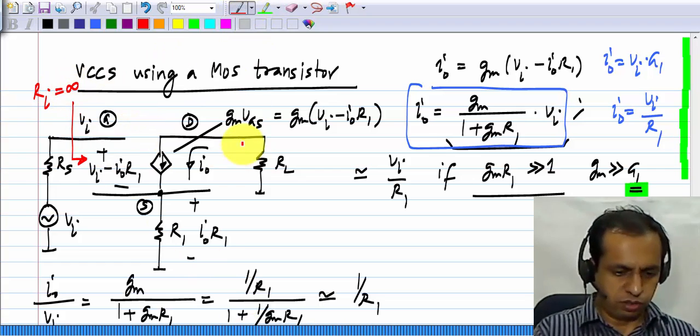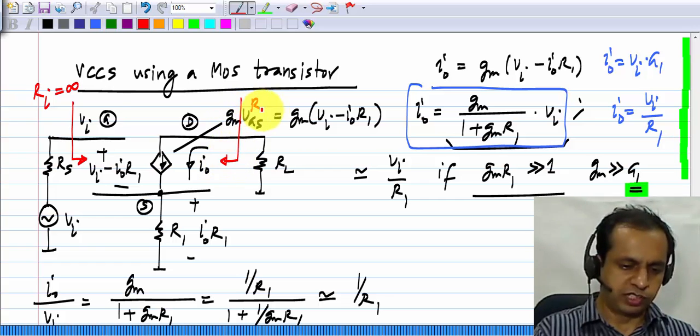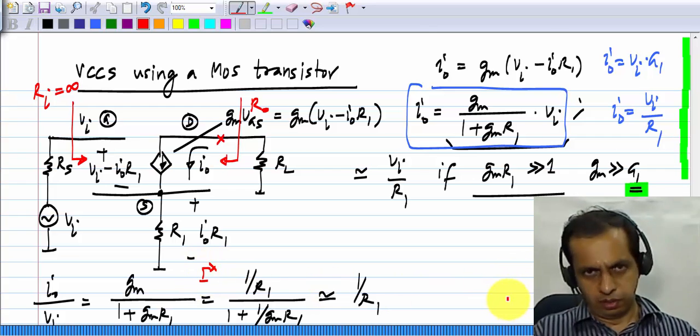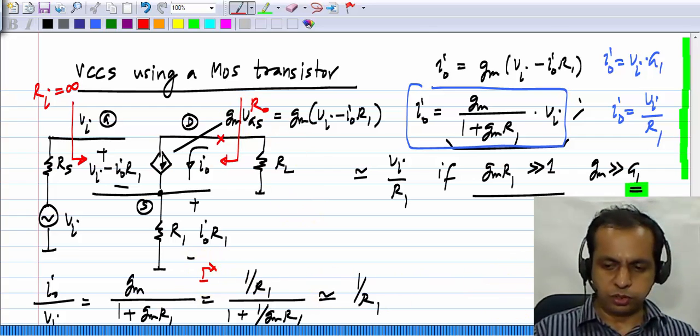Similarly, you want to find out what the output resistance is. That means between this point and ground, wherever the load is connected. Let's do that. It's also quite easy to compute.